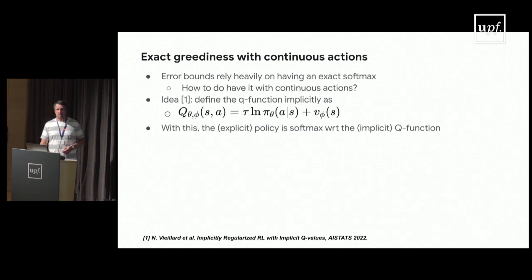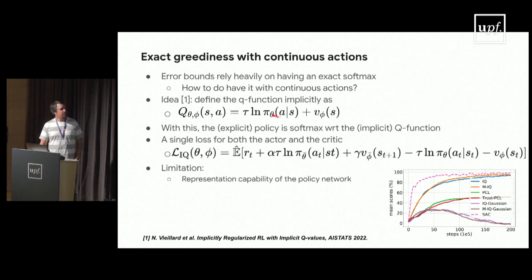So Munchausen is super nice, but the issue is that it works only for discrete actions because you still need to have the softmax. And this is something which I think is also interesting: if you want to have a soft action, if you want to be softmax exactly according to your Q function with continuous actions, it's not possible, but actually it is. How? You define your Q function implicitly as tau log pi, where pi is an explicit policy network, plus V of S, where V is an explicit value network. So instead of having a Q function and a policy, you have a policy and a value function, and you define your Q function implicitly as the log policy plus the value. If you do so, it's direct that the softmax of the implicit Q is the explicit pi. So you have an explicit policy, and you can replace this and get a loss.